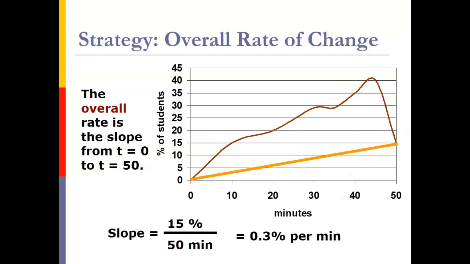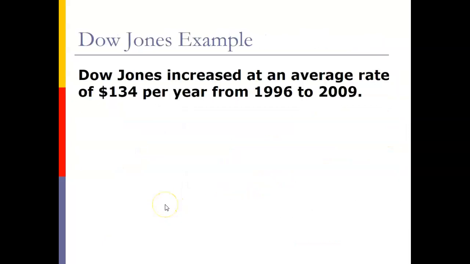Okay, so one of the ways that somebody can reduce the impact of this up and down is to use what we call an overall rate. And rate is just slope on a graph. Okay, so that's one way, but the dean's not going to fall for it.